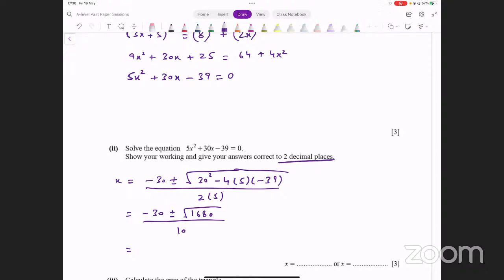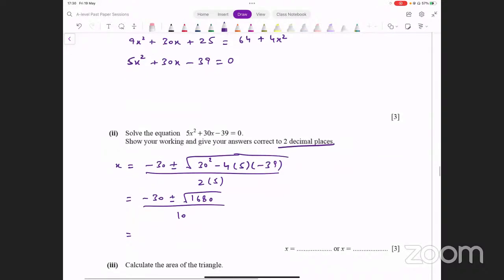Minus 30 plus square root of 1680 divided by 10. Okay, the first answer that I'm getting from this is 1.0987. So that will be 1.099. And the second answer that I'm getting is minus 7.0987. So that's minus 7.099. This is the second answer that I'm getting.